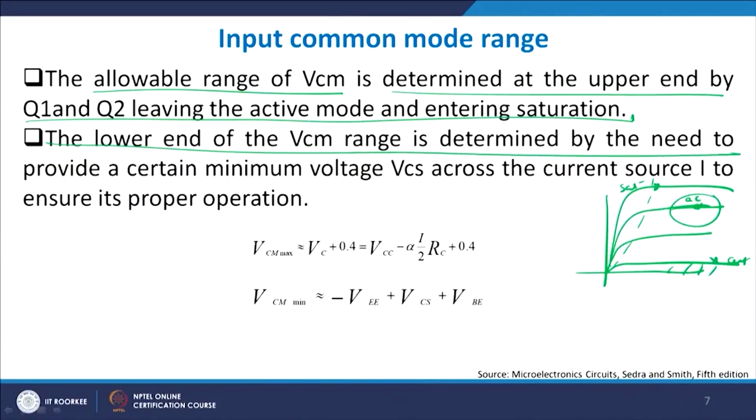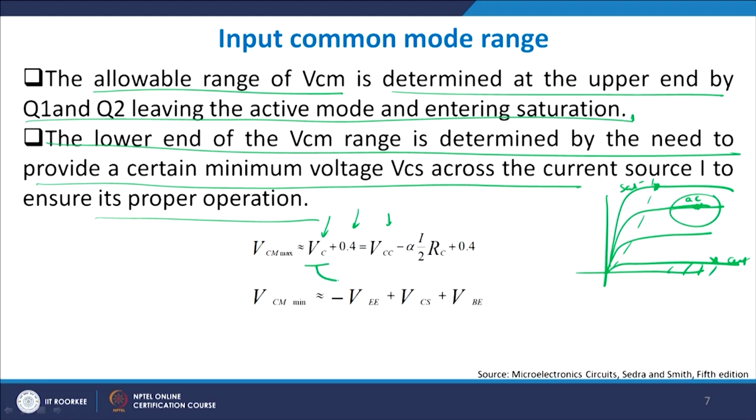That is what I was saying: the lower end of the VCM range is determined by the need to provide a certain minimum voltage across the current source to ensure its operation. So, let us see what is VC max. VC max typically is the collector voltage which you give plus 0.4, which is nothing but VCC minus alpha into I by 2 into RC, plus 0.4.